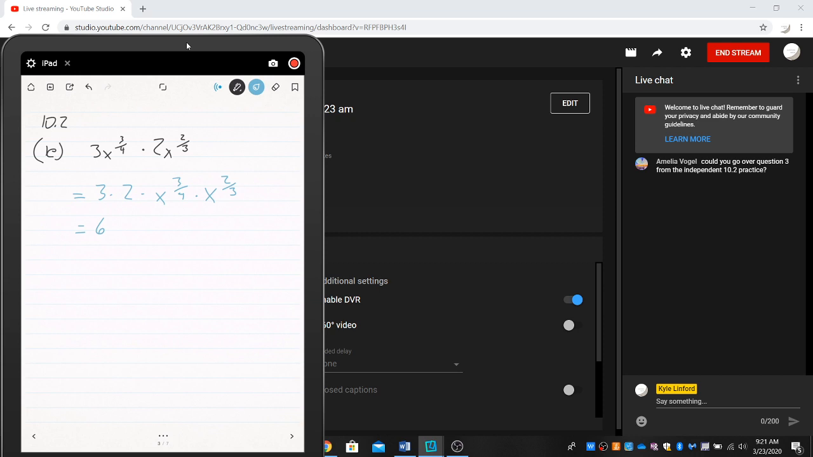This is going to be a situation where we're going to have to add the exponents together. So remember, when you go and multiply like bases, you have to add the exponents. So we're going to have to add 3/4 and 2/3 together. So I'll write that down.